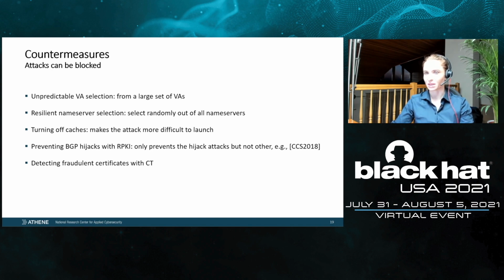Preventing our specific attacks with sub-prefix hijack, you can protect BGP with RPKI. This, of course, doesn't prevent other attacks. And also, it's helpful to try to detect fraudulent certificates with certificate transparency. Not all the monitors, however, reported our fraudulent certificates. This is important to note.